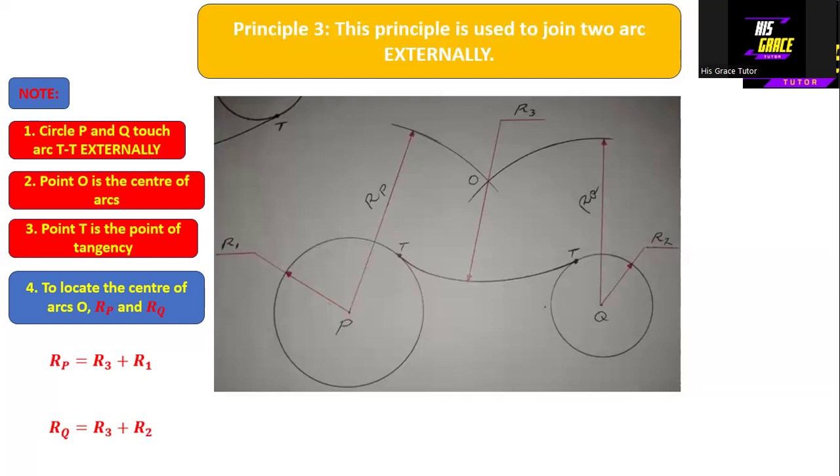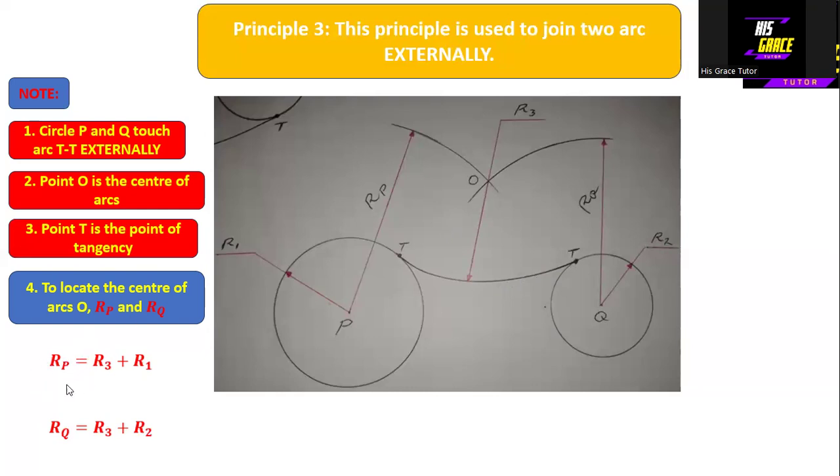Now, for us to find the center of arcs O, as I said, we need to determine the value of RP and the value of RQ. And do not forget that these two circles, P and Q, are touching the arc externally. Please look at the difference between what we are doing here and what we did for the internal one. So now let's look at how we can find the value of RP and RQ so that we can determine point O, which is the center of arcs.